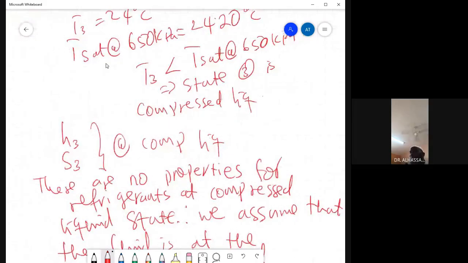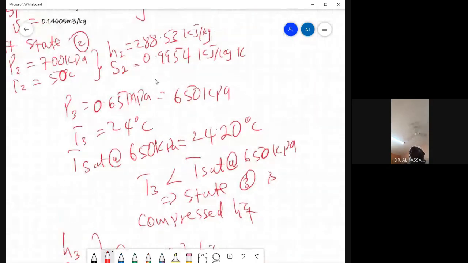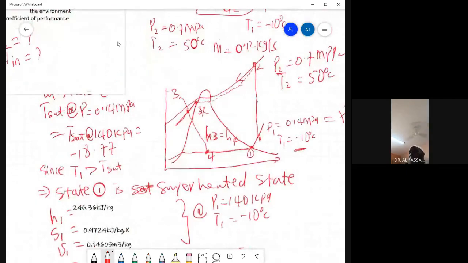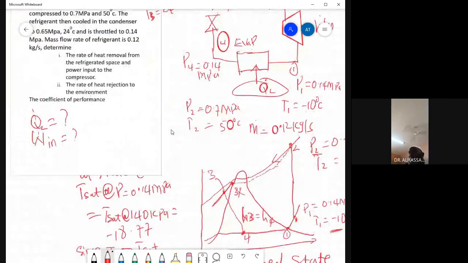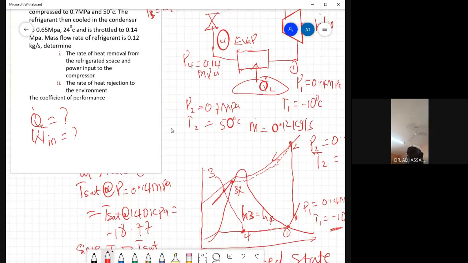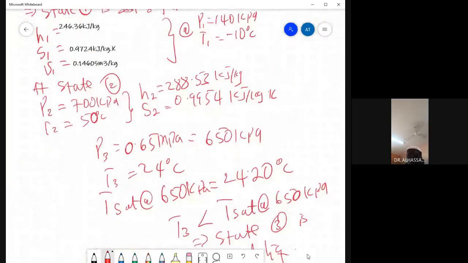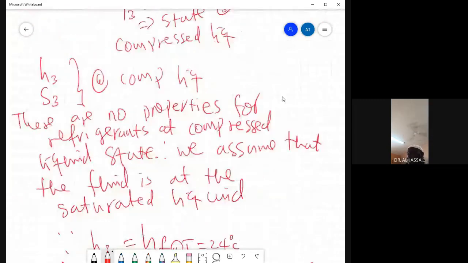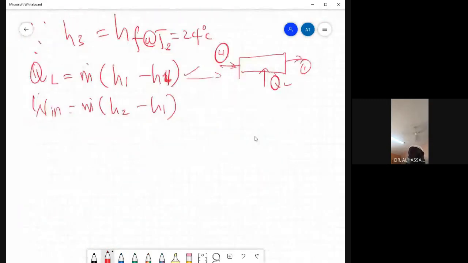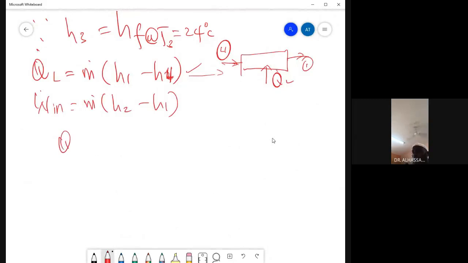Then next, to determine the rate of heat rejection to the environment. How do we determine the rate of heat rejection? When we say rate of heat rejection to the environment, that is QH. We want to calculate QH. So very easy.